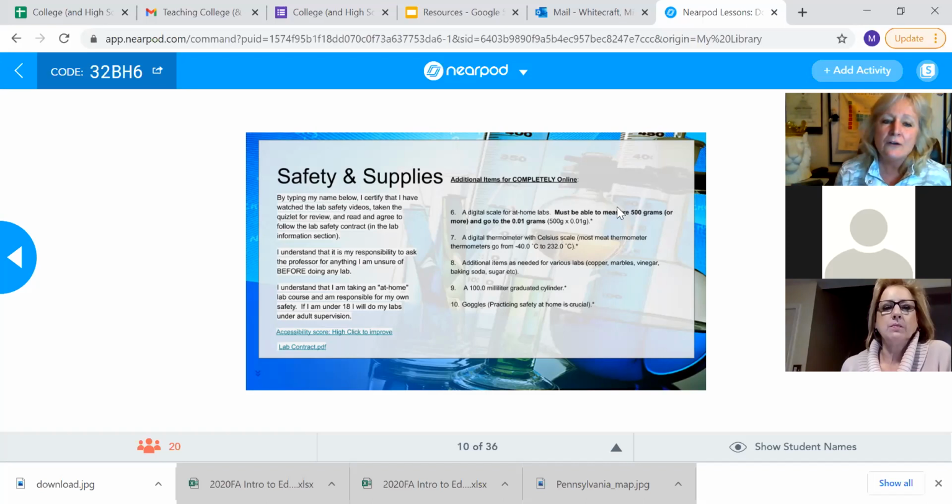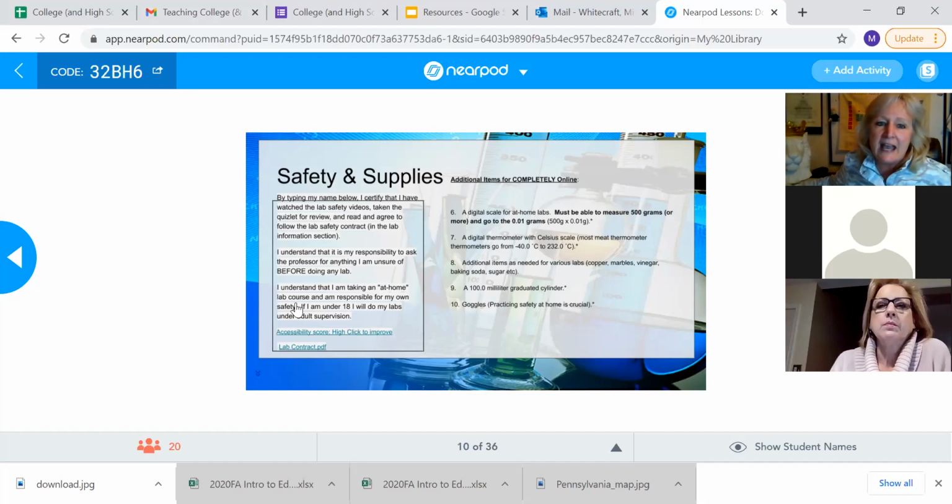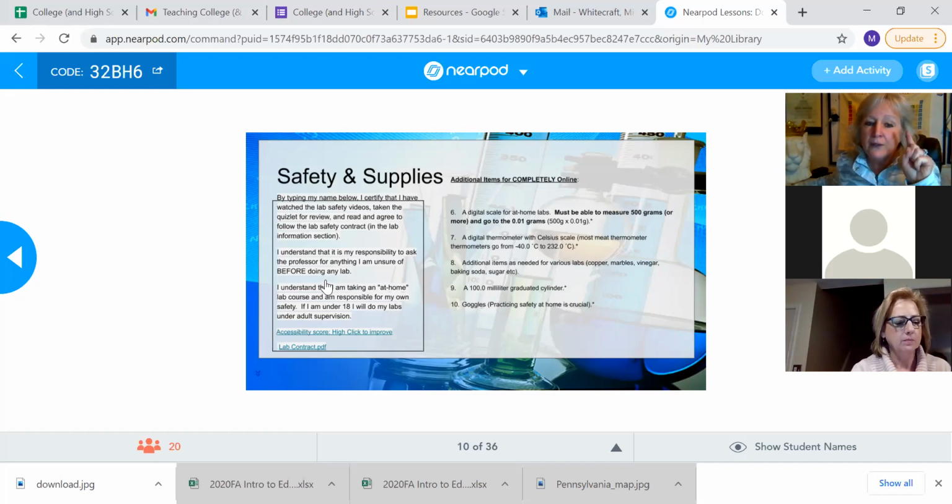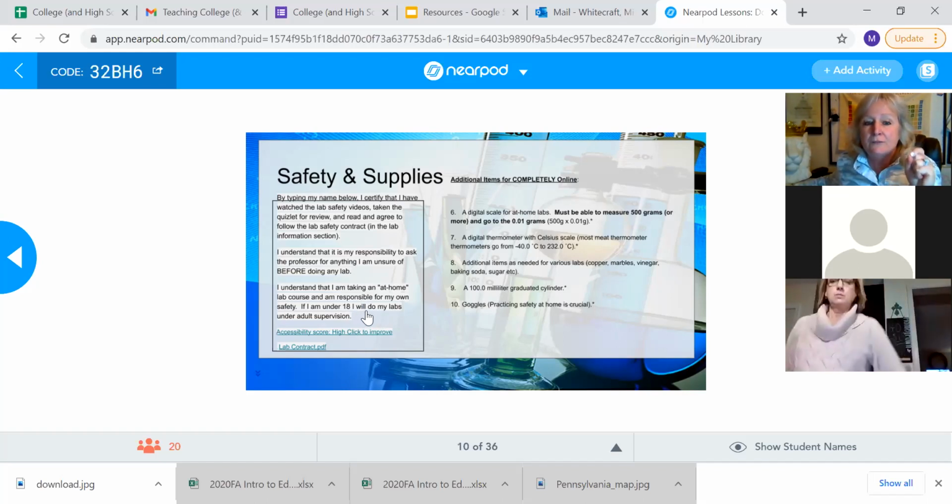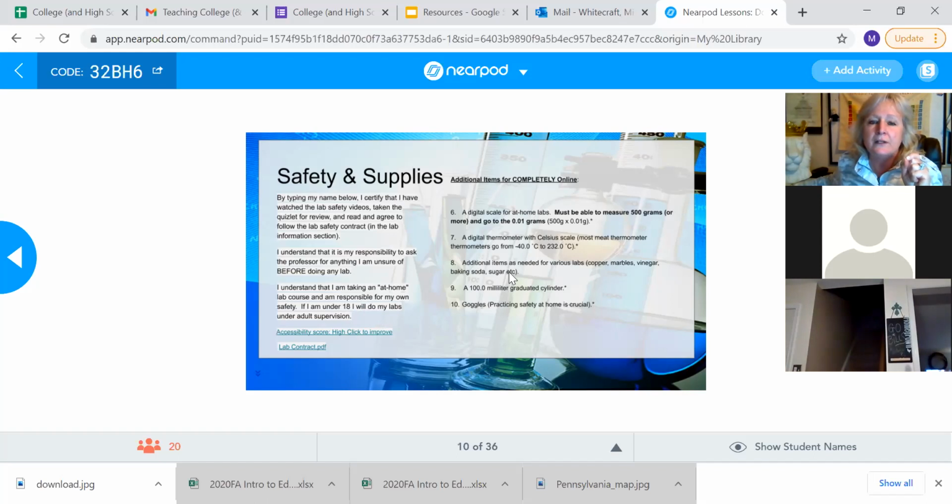So people asked, how do you handle at-home labs and safety? In my syllabus, I have this comment. It says, I understand that I am taking an at-home lab course and I am responsible for my own safety. If I am under 18, I will do my labs under adult supervision. My school has the option of doing it at home or in person. If they choose that option, they totally assume the responsibility of doing things safely. So they have to work with an adult.